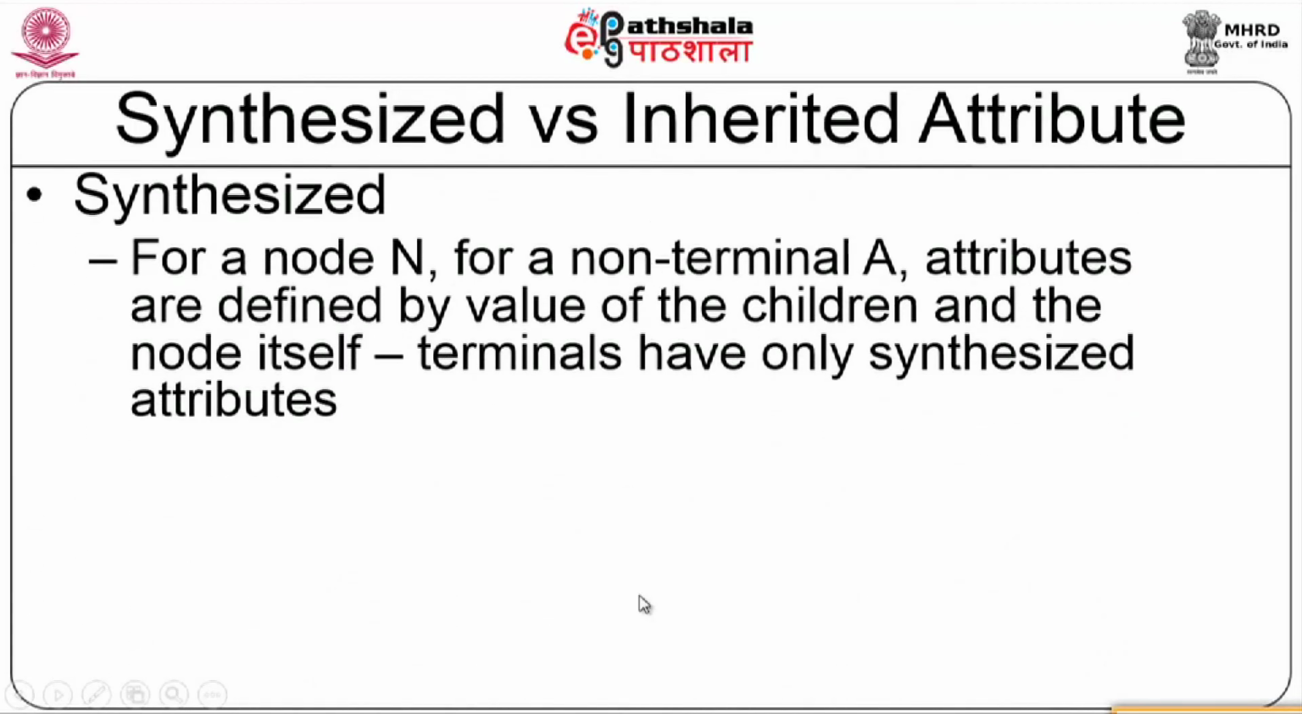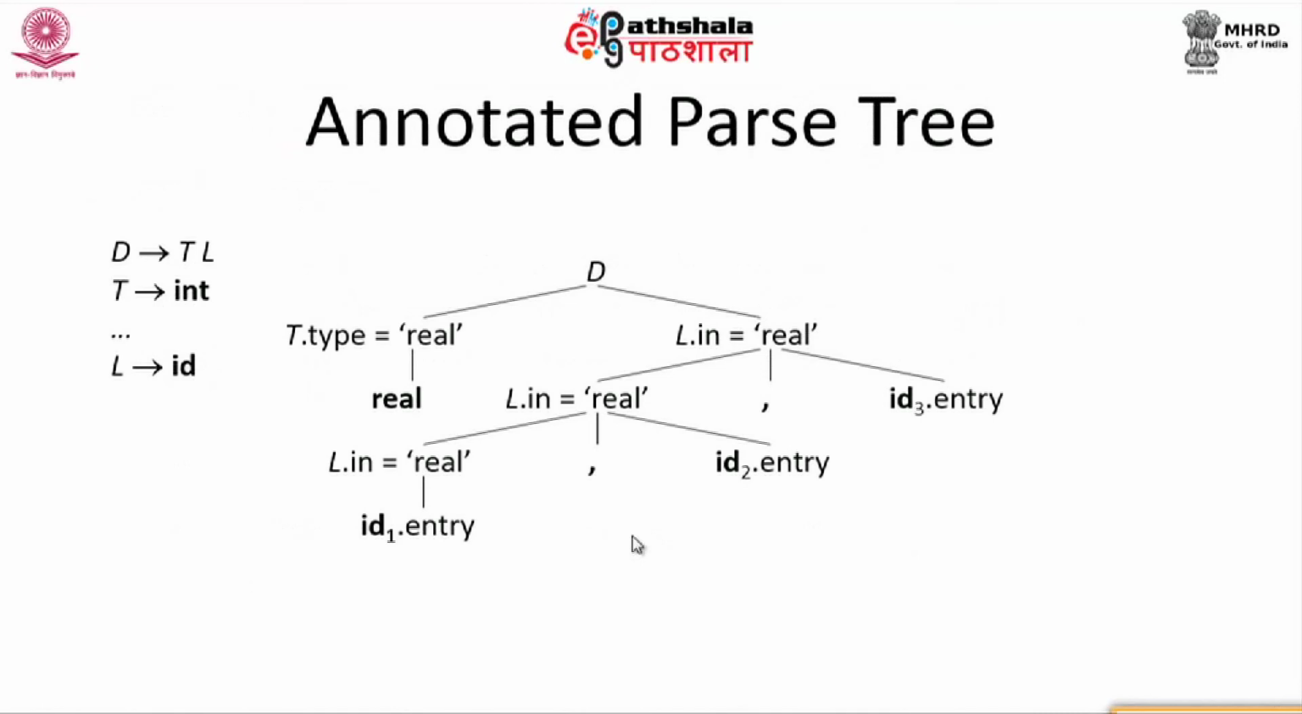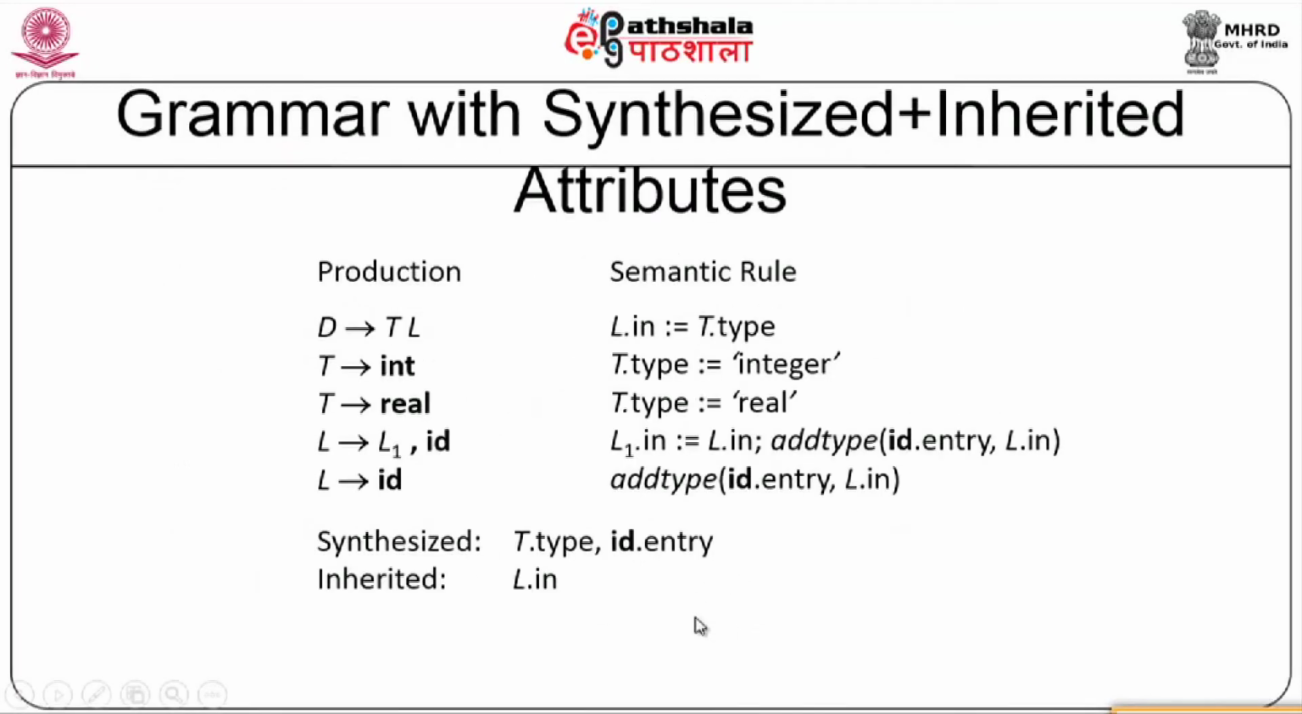So this is a definition for a node n, which we have just now seen. Synthesized versus inherited attribute, and we have also seen the S-attributed versus L-attributed definition. So this is again what we have basically seen.